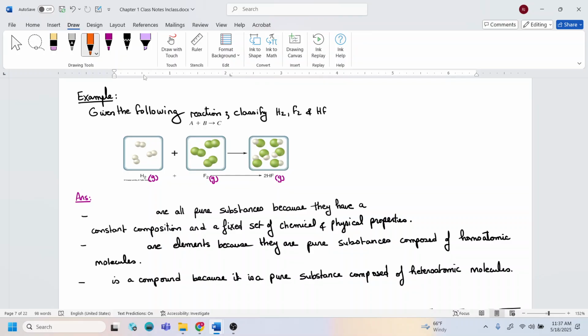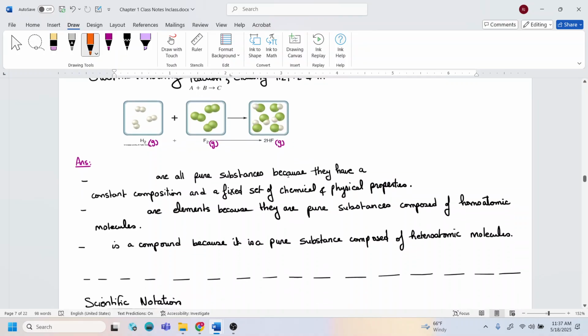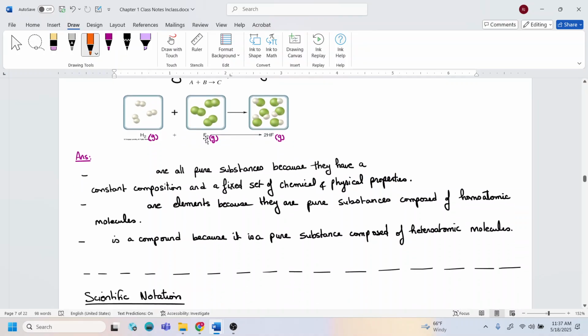So all of those are considered to be pure substances. The hydrogen, the fluorine, and the HF are pure substances. Why are they pure substances? Because they have constant composition and a fixed set of chemical and physical properties. So here, hydrogen, fluorine, and HF, all of those are pure substances.